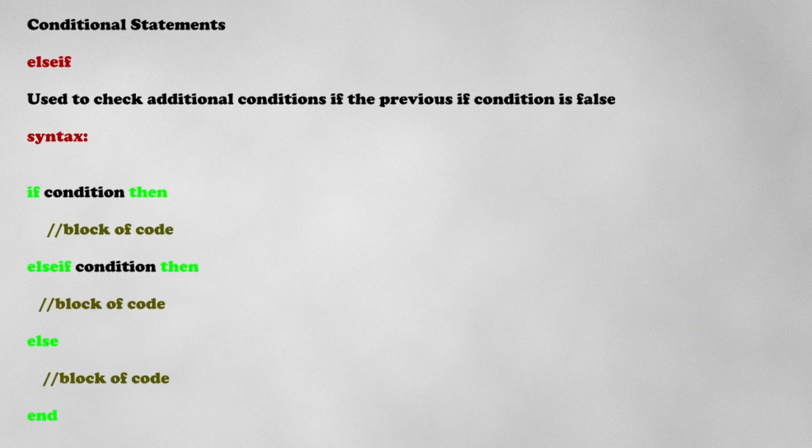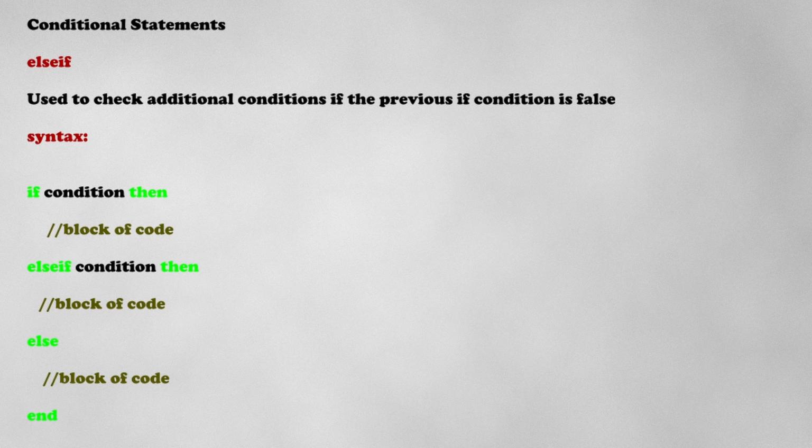Else if statement is used to check additional conditions if the previous if condition is false. Let's see its syntax. If condition then block of code. Else if condition then block of code. Else block of code. End. If you observe, else if just looks like the if statement. As we already discussed in the definition, it's just an additional condition. If the previous condition is not satisfied, then it will check the else if conditions.